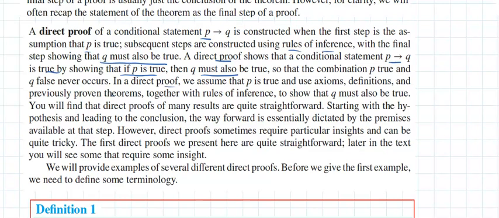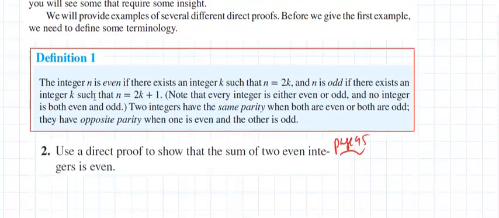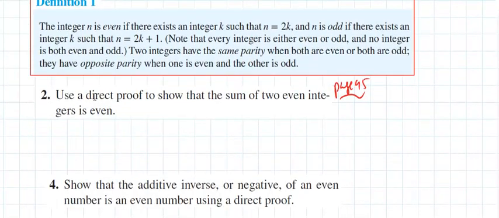In a direct proof, we assume that P is true and use axioms, definitions, and previously proven theorems together with rules of inference to show that Q must be true. You will find that direct proofs of many results are quite straightforward, starting with the hypothesis and leading to the conclusion. The way forward is essentially dictated by the premises available at that step. However, direct proofs sometimes require particular insights. We will figure that out in later chapters. For now, we're going to read this definition and make sure we remember it all throughout.